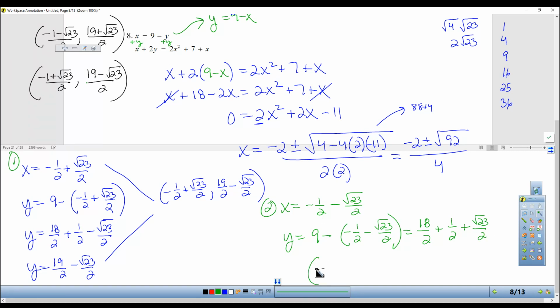And so this answer, the x value, is negative 1/2 minus the square root of 23 over 2. And the y value is 19 halves plus the square root of 23 over 2. It's pretty hard. You're doing a great job.